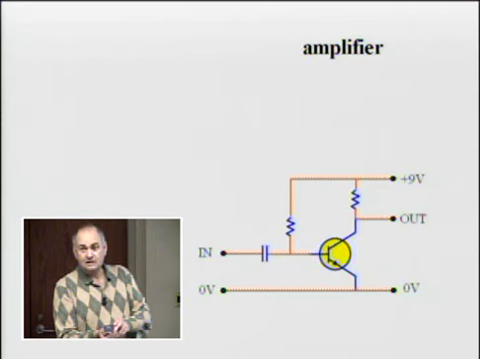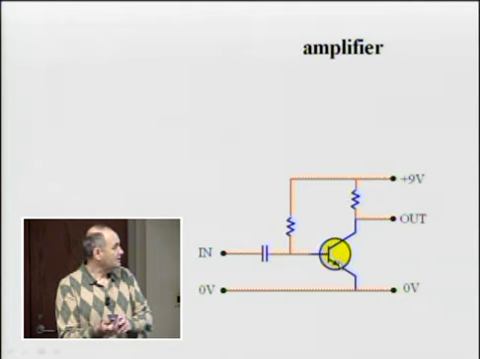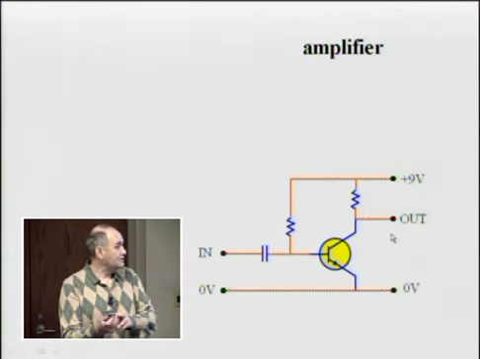Oscar. Let's say that this resistor has a resistance of 1 kilo ohm. What should be the resistance of a transistor to have 4.5? Andrew, how about you?